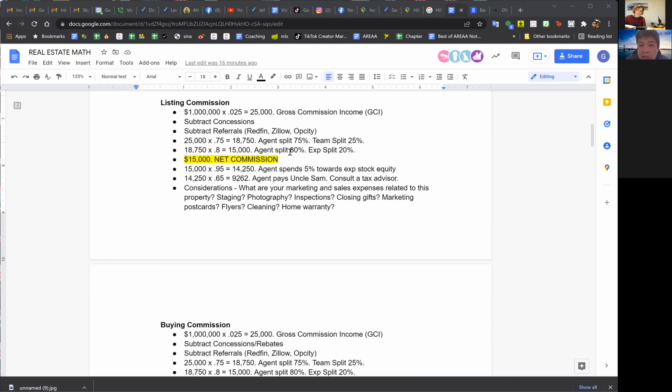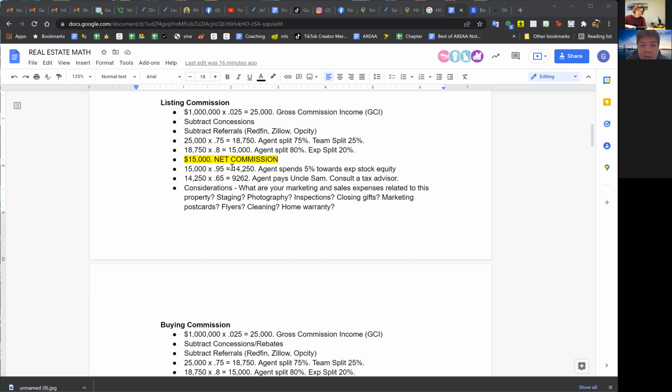Then maybe your brokerage has a split and you need to pay 20% to the brokerage. So in that case, you take that number and times it by 0.8 because you're paying 20% to the brokerage. So in this case, now you're down to 15. Right off the top, it seems like 25 is a great number. And now we're down to 15.